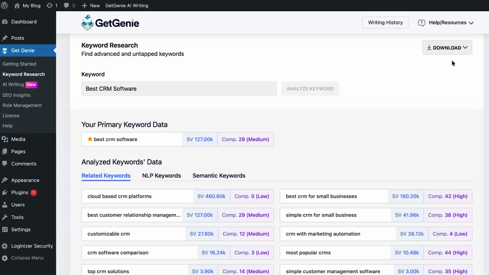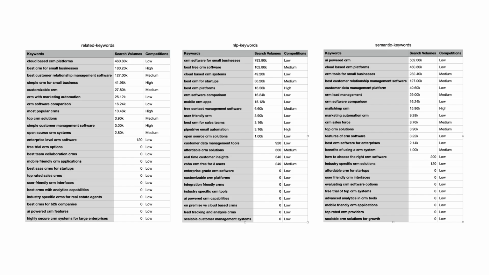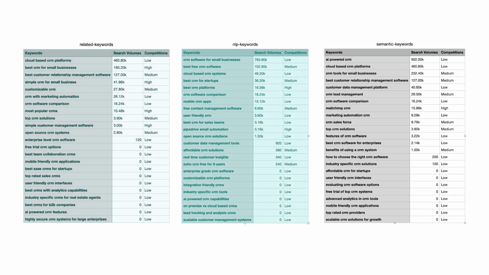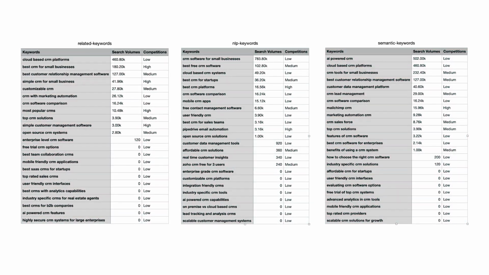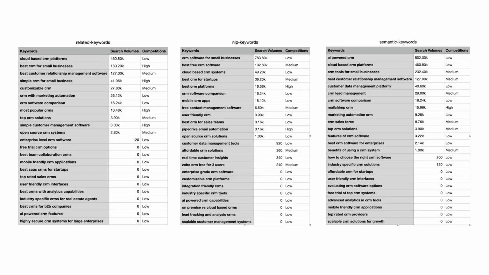Now, once you review the keywords, the next step is to collect them. Here, you can click the download button and select download CSV. This will download the keywords as an Excel file. From there, you can review all the related, NLP, and semantic keywords and choose the ones that are relevant to your content. Then, you can use those keywords naturally inside your article to optimize it.